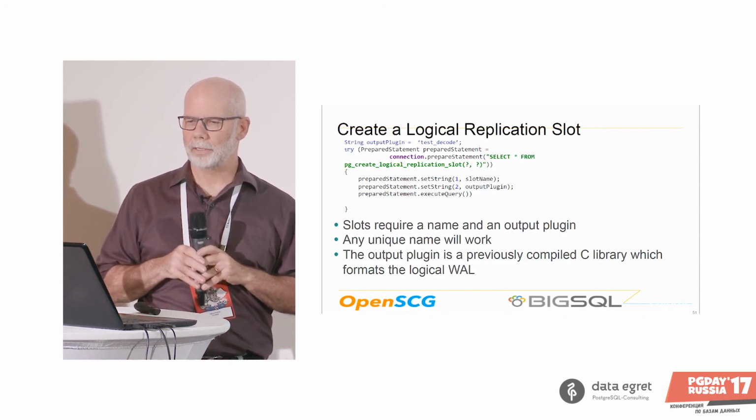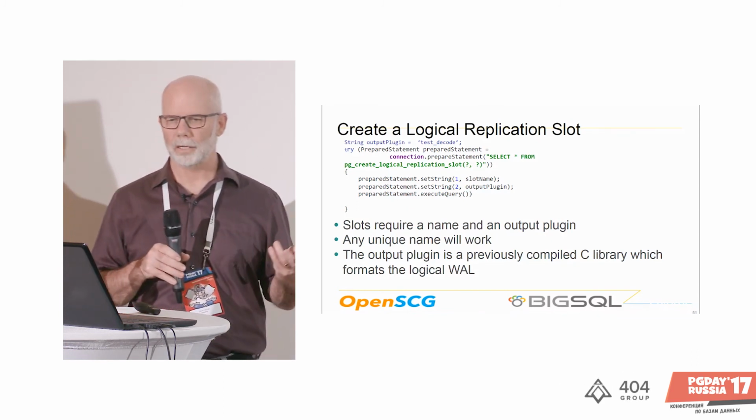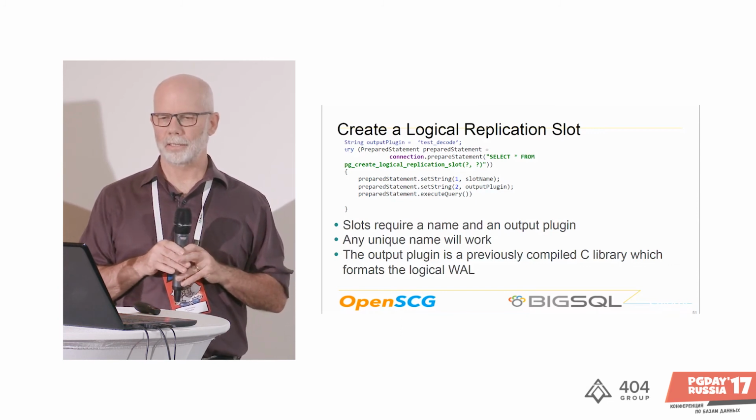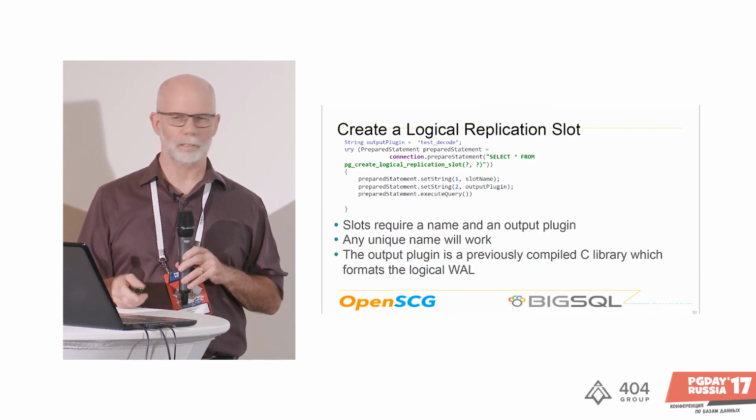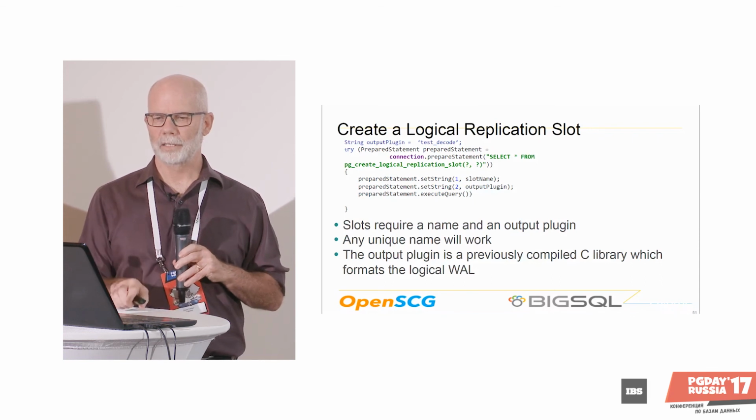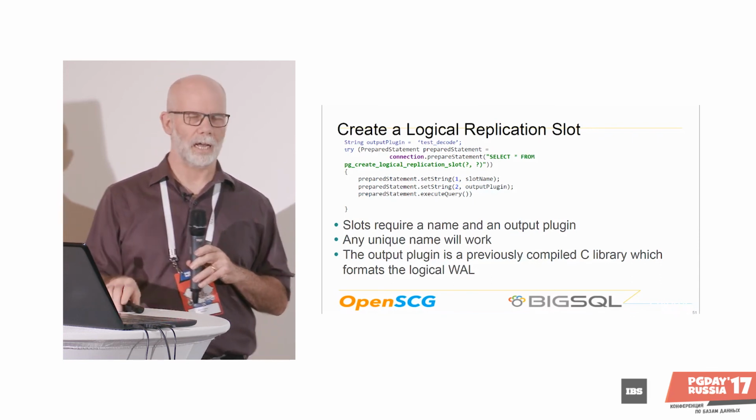So basically, in order to create a replication slot, you just call a function called pg_create_logical_replication_slot. You give it the slot name and the plugin name, and now you have a replication slot.